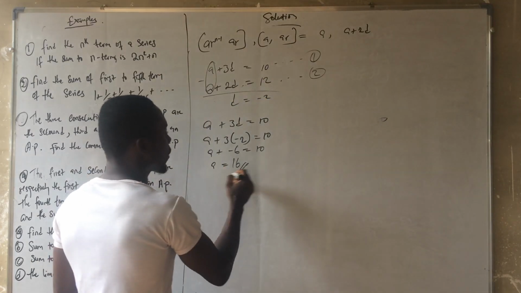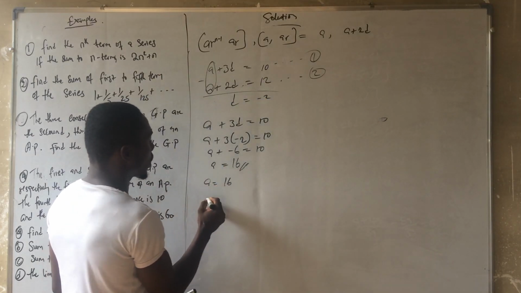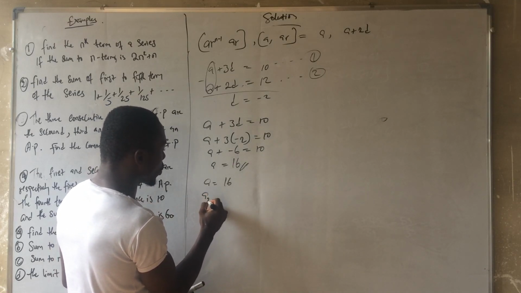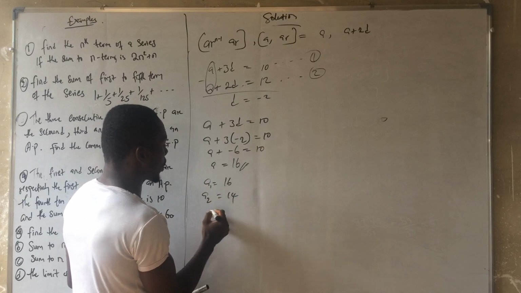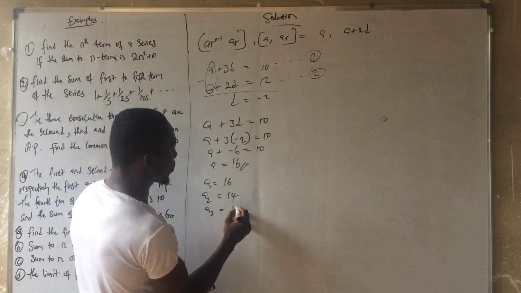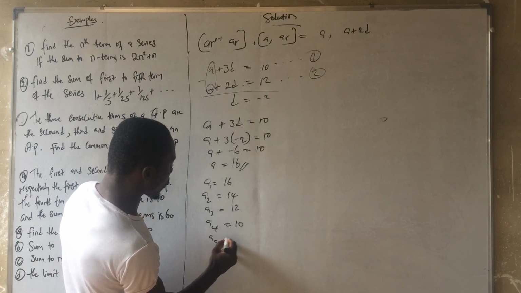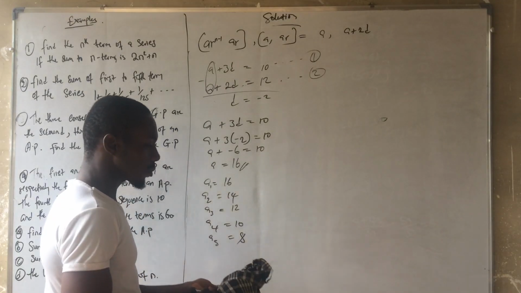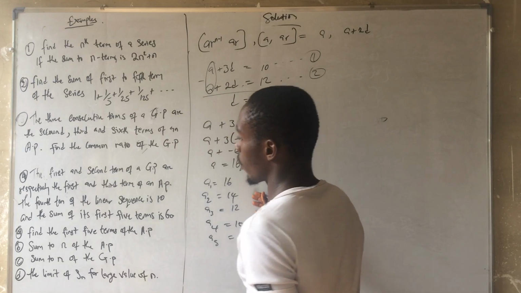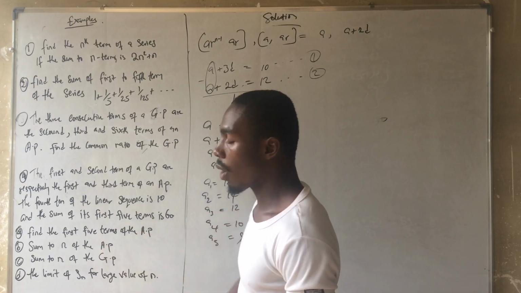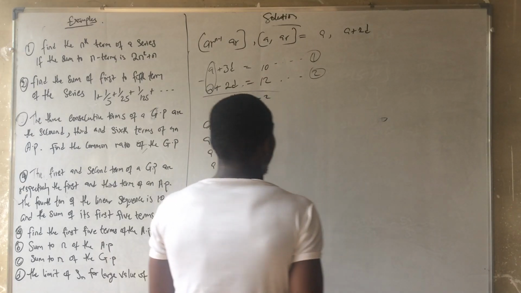The first question they asked is to find the first 5 terms. The first term A is equal to 16, and the common difference is minus 2. A2 is equal to 14, A3 is equal to 12, A4 is equal to 10, and A5 is equal to 8. So that is the first thing they asked for. Now they say sum to n of the AP.